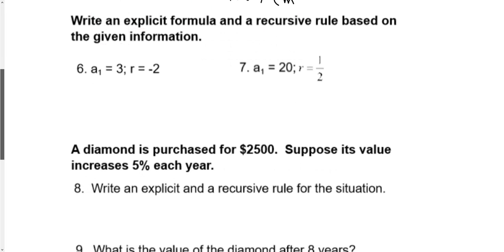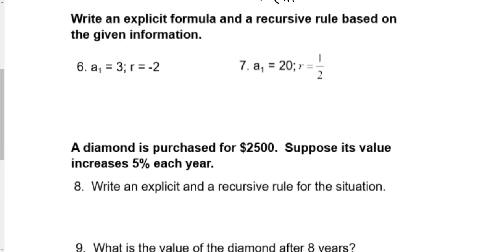Okay. Next part. Write the explicit formula and the recursive rule based on the information given. Guys, I'm only going to do 1 because I don't think we need to do 2. And we probably won't even do the last one because it's the same as the other word problems. So let's just do example 6 and then we'll start practicing in the packet. So we've got to write 2 different formulas. Let's see. We've got to write the explicit formula and we've got to write the recursive rule.